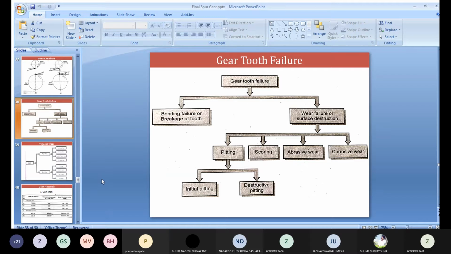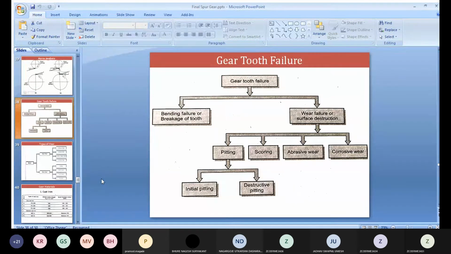In that you can write: it can be minimized by precise machining, adjusting the alignment between the gear pair, and by adding material in the crack. Correct. Clear? So this will be about initial pitting.